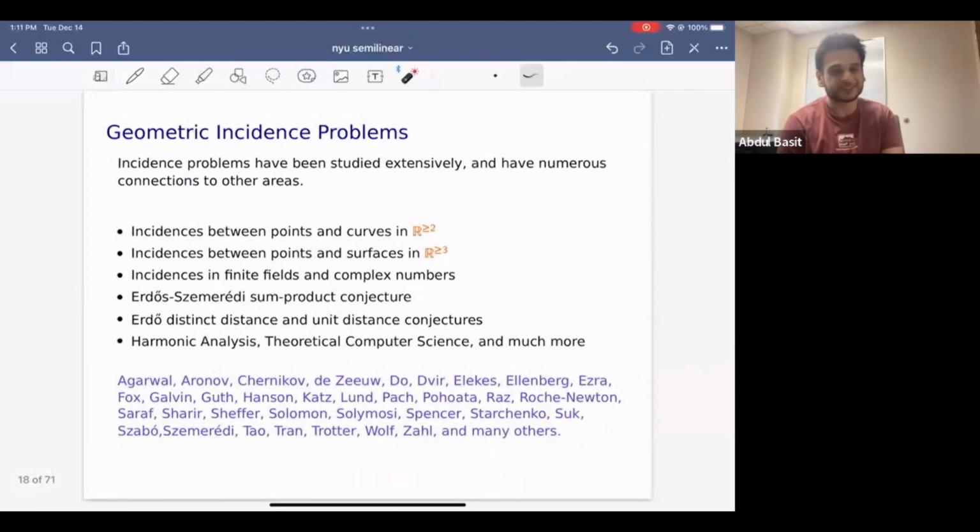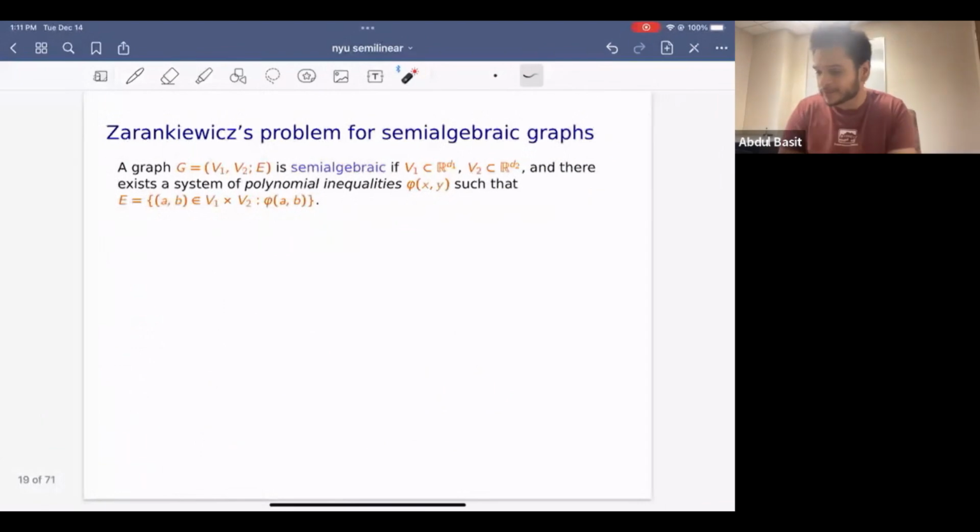Okay, so for geometric incidence problems, there have been a lot of different results. There's incidence between points and curves, points and surfaces, and incidences in different kinds of fields. It turns out to have a lot of connections to additive combinatorics and distance problems. I think a lot of people here have worked on this kind of thing. I apologize if I omitted anyone's names, but I think I have most people in this seminar. Again, lots of connections to lots of different areas, so these are nice problems to study.